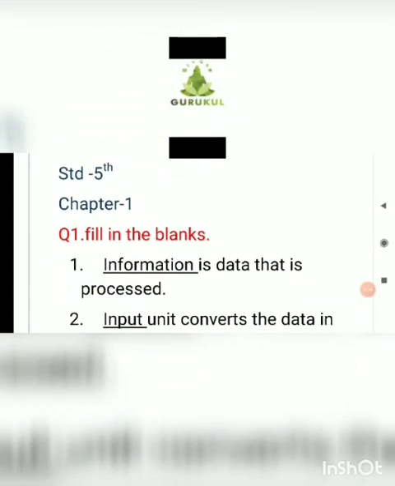First one is fill in the blanks. The first fill up is dash is data that is processed. The answer will be information. How? See kids, we have already learned in the previous videos that whatever we are giving to the computer system is known as the input data, and the computer accepts the data, processes it, and gives the result as information. So what we get back is known as the information.